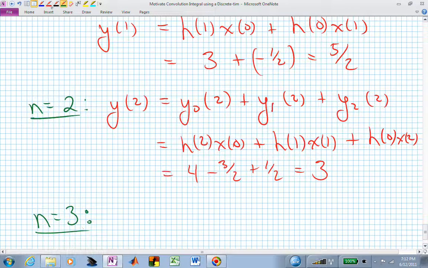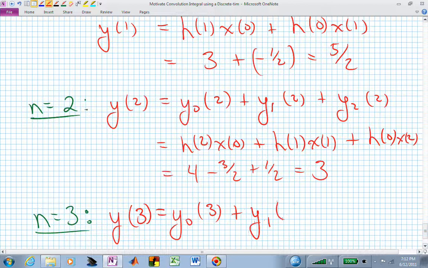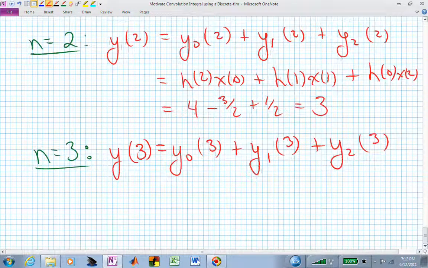At n equal 3, we do exactly the same thing that we've just been doing. We have the 3 pieces. We have a piece due to the input applied at time 0. We have a piece due to the input applied at time 1. And we now have a piece due to the input applied at time 2. And we're looking at all 3 of those components' contribution at time n equal 3.